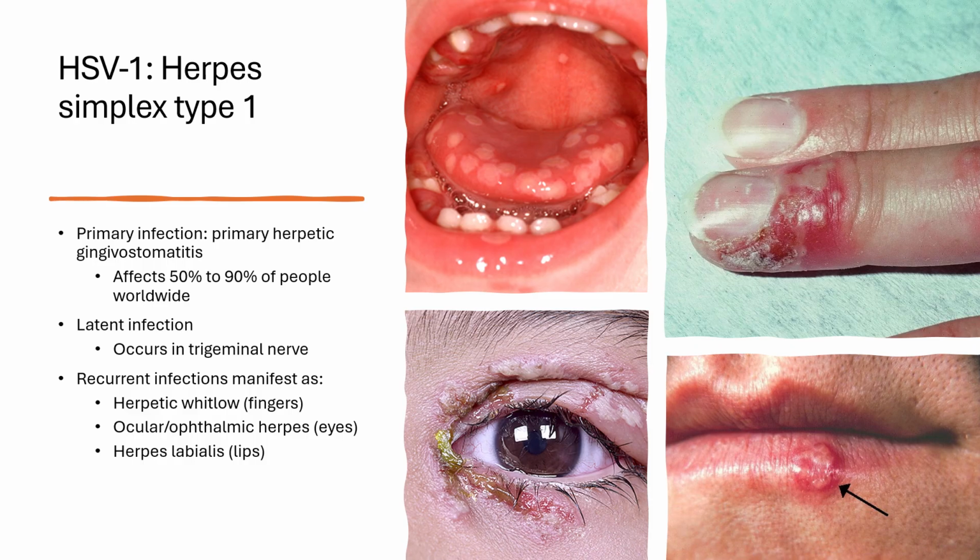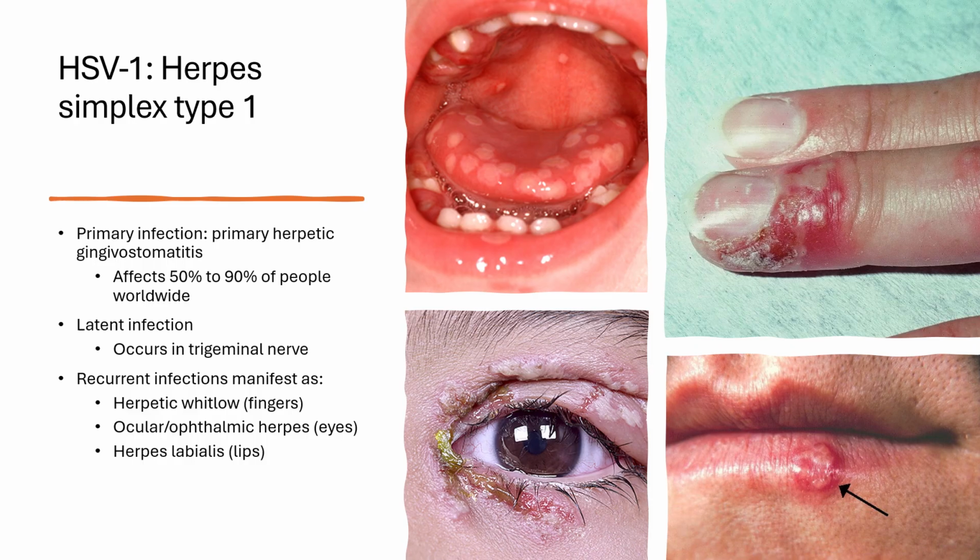It affects about 50 to 90% of people. And the latent infection, which you do need to know, occurs in the trigeminal nerve. The trigeminal nerve is where it's in the face. You'll learn this more in head and neck anatomy. When you do have herpes simplex type 1, it is a virus, so recurrent infections can happen.